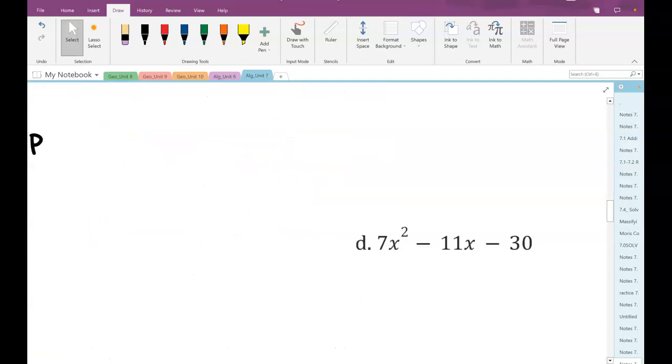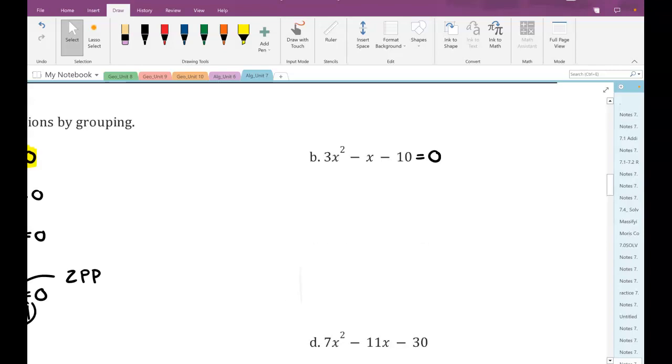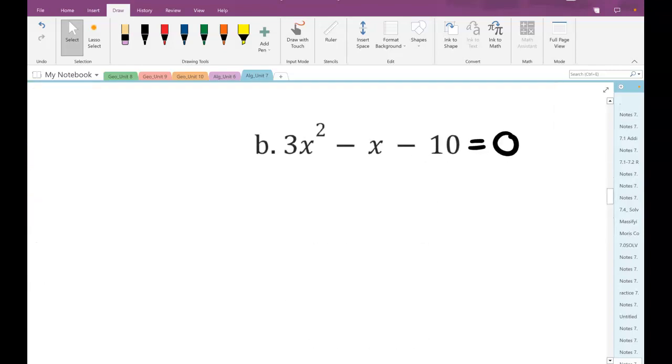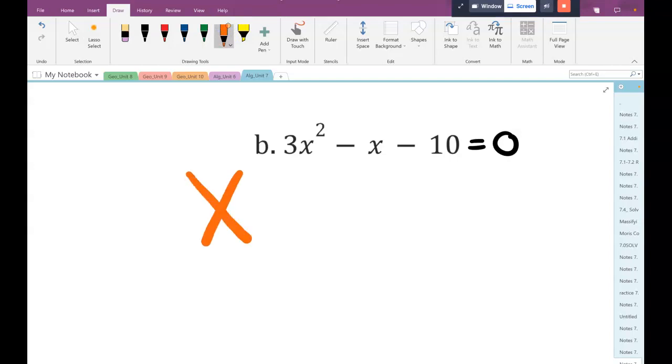All right, if you want a challenge, you can go ahead and do problem B by yourself. Otherwise, I'll just go through and this will be the last example that we do on the notes. So I'm going to check just to see if I can make my life easier, to see if I can factor out anything. I cannot. So I go straight to my x, and I'm going to write in orange to make it a little more fun.